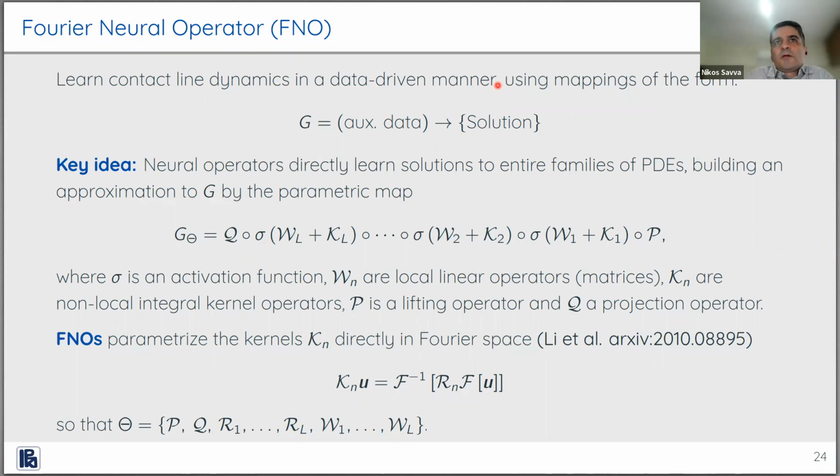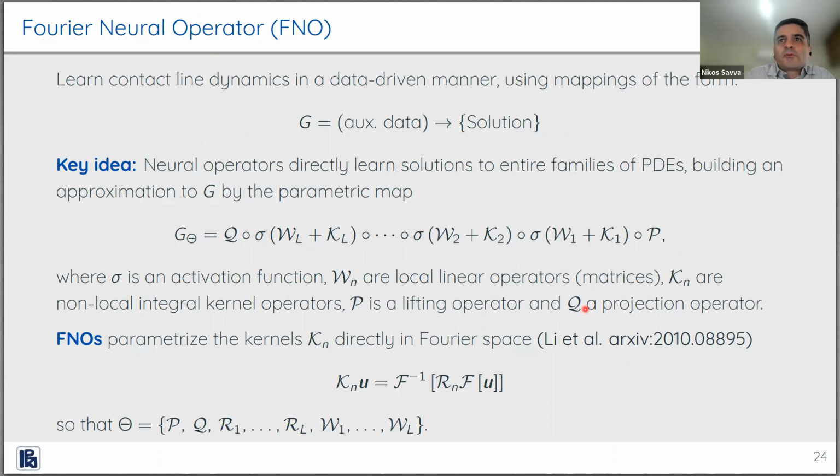So the key idea is that these operators can directly learn the solutions to entire families of PDEs. And we want to build an approximation to this operator by using this parametric map here. Here the sigmas are the activation functions, the W's are local linear operators, essentially matrices. The K_n are nonlinear integral kernel operators, essentially convolutions. P is a lifting operator that lifts our data to a higher dimensional space, and Q is a projection operator that takes us back to the solution space.